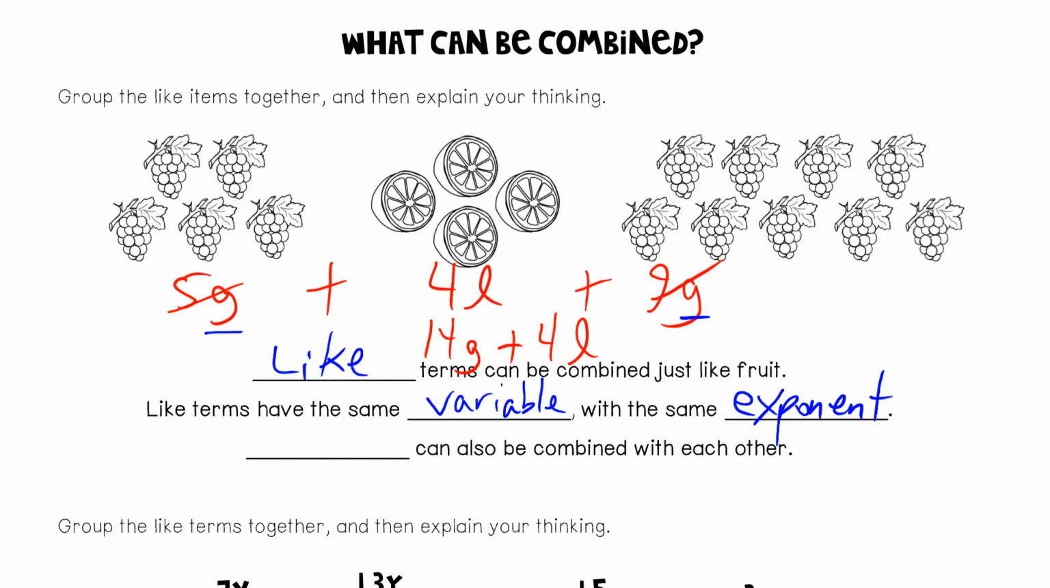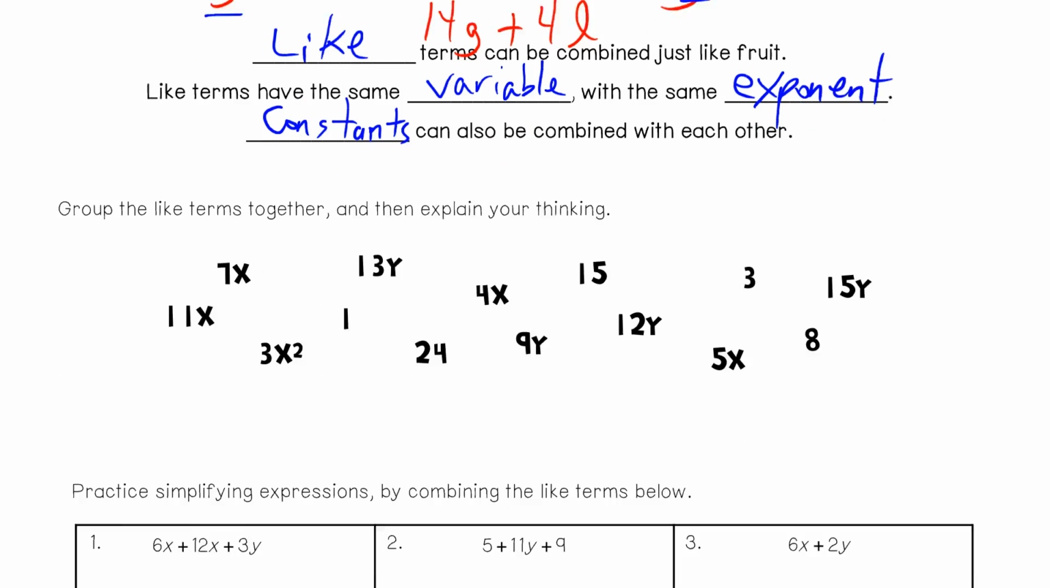All right. With that said, let's fill in the last blank here. We have something can be combined with each other. Well, in addition to combining terms with variables, I can combine terms without variables, and we call those terms constants. Those are just numbers without variables. So like terms can be combined. Like terms have the same variable with the same exponent, and constants can also be combined with each other.